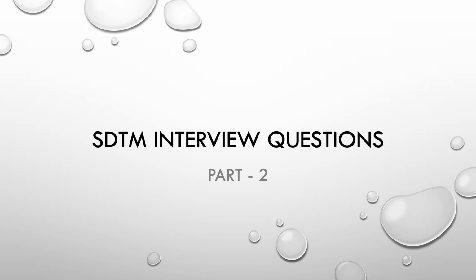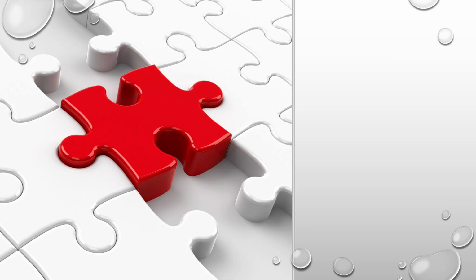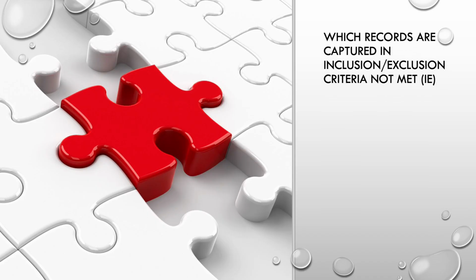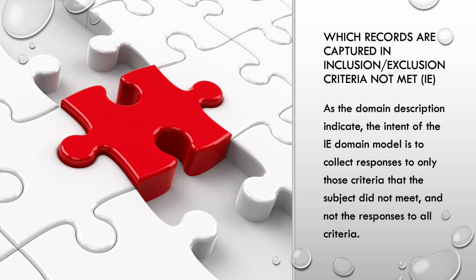Today I will be discussing one of the most common interview questions related to the I domain. That is, which records are captured in the inclusion exclusion criteria not met, that is the I domain. Here one of the common misunderstandings is that we capture responses to all the criteria in the I domain, which is wrong. As the description of the I domain states, it is the dataset to capture the response of only those criteria which are not satisfied by the subject or not met by the subject.